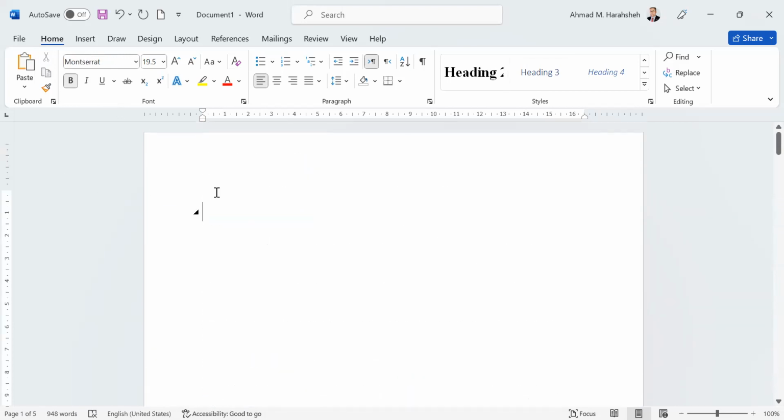I have to go back here to the page after the title page. Go to references. After I have marked them heading 1, heading 2, heading 3, heading 4, and so on.